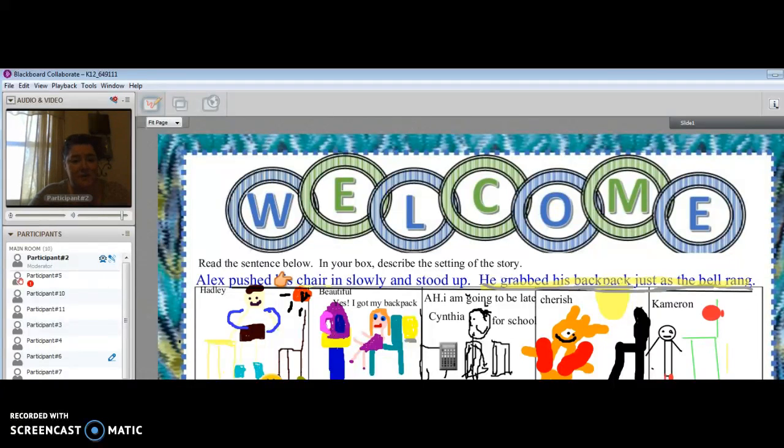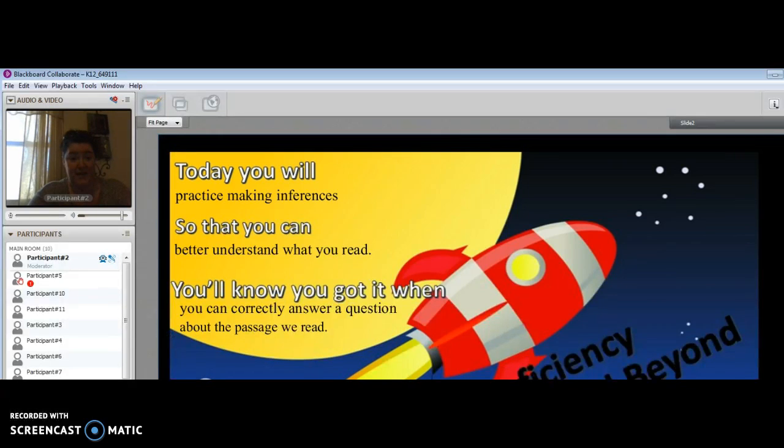So did you know that you just made an inference? That's what an inference is. If you've ever heard the word inference before, or if you haven't, that's what we're going to learn about today. You are going to learn to make inferences today, and how to make inferences. And an inference is kind of like a math equation. So if you like math, maybe you'll like this.